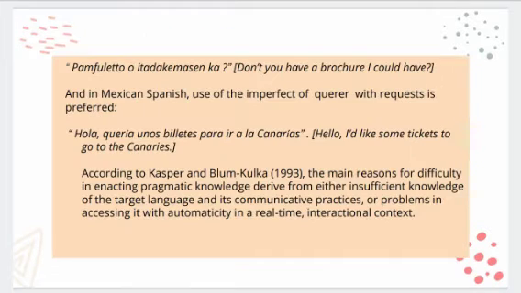Let me show the example, but I can read it. You can read it by yourself. And also in Mexican Spanish, use of the imperfect of caer with requests in perfect. And according to Kasper and Blum-Kulka, the main reasons for difficulty in enacting pragmatic knowledge derive from either insufficient knowledge of the target language, its communicative practice, a problem in the association with automaticity in real time, and interactional context.